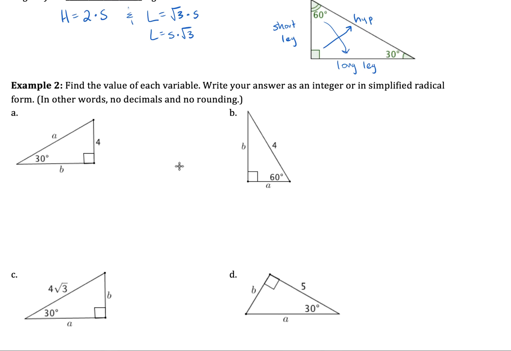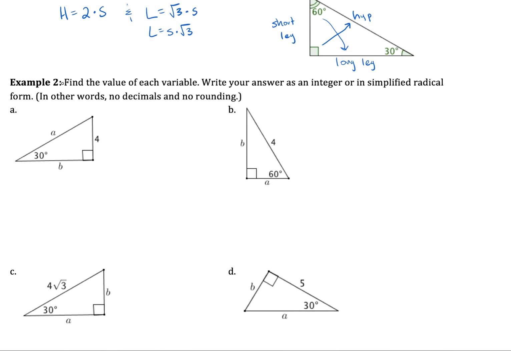So let me scroll up a little bit, give myself some more room. And we need to find the value of these variables in the 4 triangles for example 2. And again, we're going to leave our answers in simplified radical form. So to start with, for A, I'm going to write out my 2 formulas. H equals 2 times s and L equals s times the square root of 3. Now I'm going to fill in, in both of these formulas, what my picture gives me.